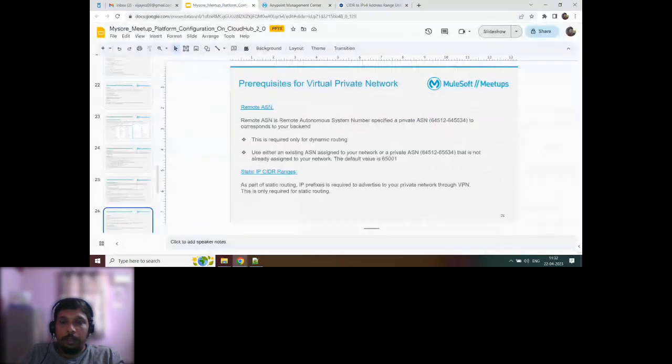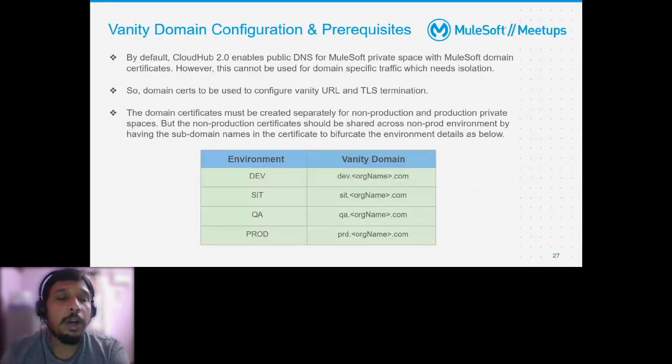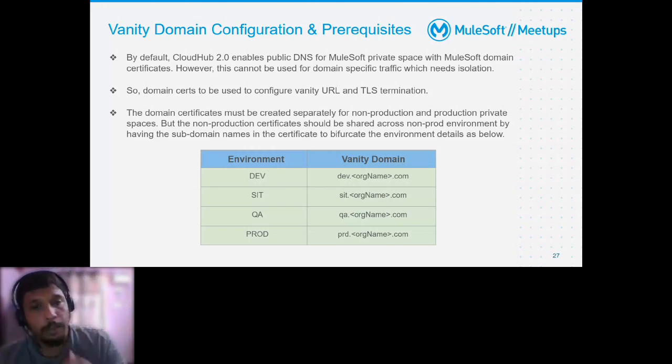And the next one is vanity domain configuration and the prerequisites. As I have said, by default, when you create a private space, you will be provided with the public DNS target, that is the DNS target CloudHub is offering to you. But at the organization level, they will not use this MuleSoft provided public DNS, because it uses MuleSoft certificates. Each organization will have its own in-house certificates for TLS termination. Each certificate will have the particular organization domain names to enable the public endpoint.